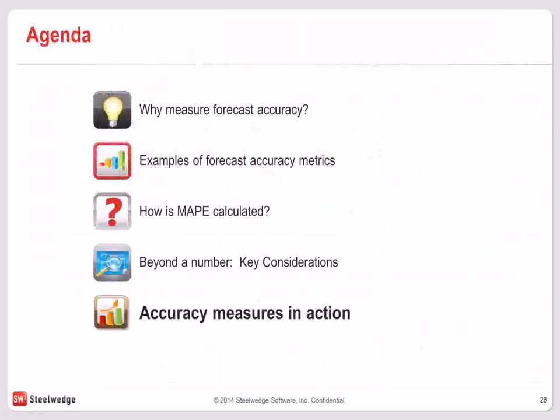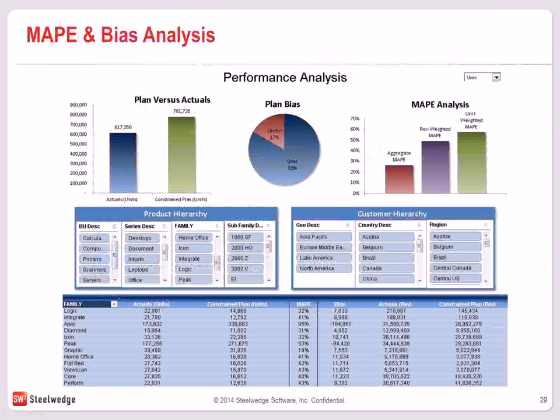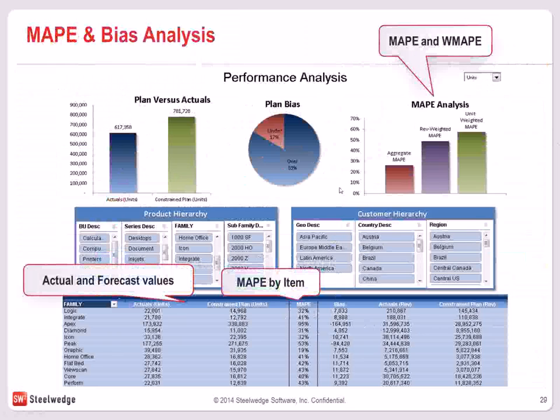So let's take a moment to take a look at some examples of some forecast accuracy reports. This is a report that we generated out of Steelwedge, and it allows the users to see the actual values, the forecast values, in this case called out as constrained plan, the MAPE values, and also see the bias values. This calculates the difference between the actuals and the forecast, and most importantly, whether it was above or below. We can then also look at the total MAPE values, and show the weighted value and the not weighted value. The bias, in this example, we're showing that 83% of the time the forecast was higher than the actual.